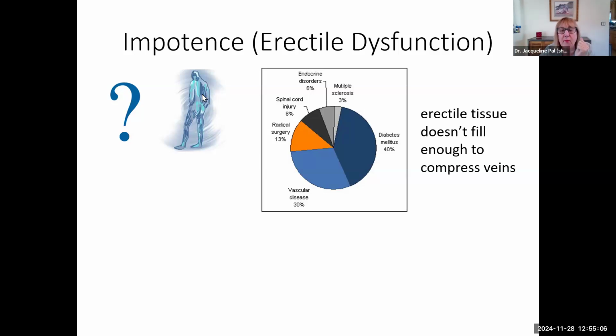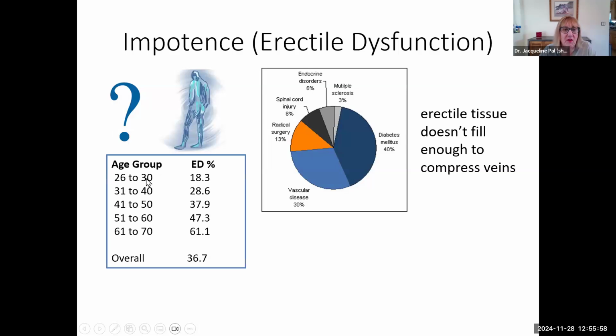If you have a problem with the nervous system, whether from a spinal cord injury or multiple sclerosis, if you've had surgery in the area which has interrupted the nerves to the area, or an endocrine disorder. In other words, there's a plethora of reasons, but the most common are going to be vascular diseases, especially high blood pressure, peripheral arterial disease, and diabetes. Those are going to account for about 75%. Throw smokers in there because remember, smokers have vasoconstriction, which is the opposite of what you want to get an erection.